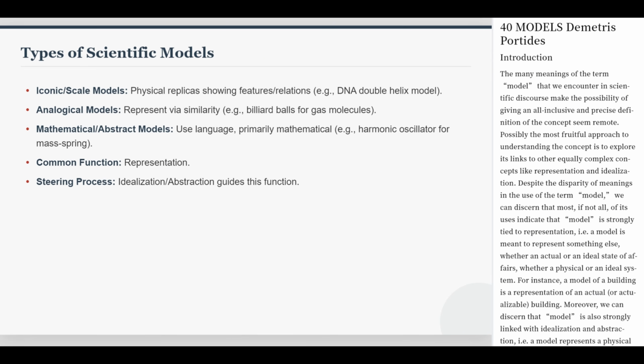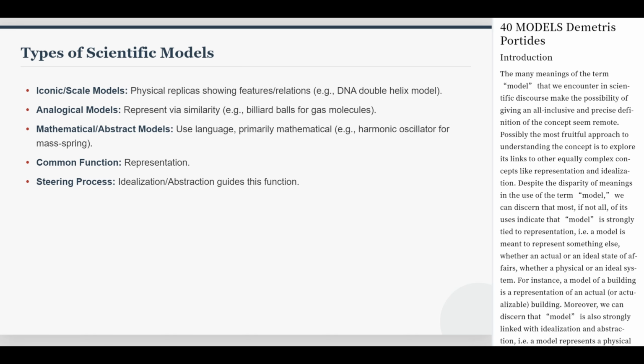Now, scientists aren't shy about using different kinds of models. We've got the classic physical scale models, like those intricate plastic replicas of DNA you might see in a museum. These are iconic models. They visually represent the target system, showing its features and relationships in a tangible way. Then there are analogical models. Here, the idea is that two things are similar enough in some crucial aspect that understanding one helps us understand the other. The classic example is using billiard balls to model gas molecules colliding in a container. The motion and interactions are analogous.